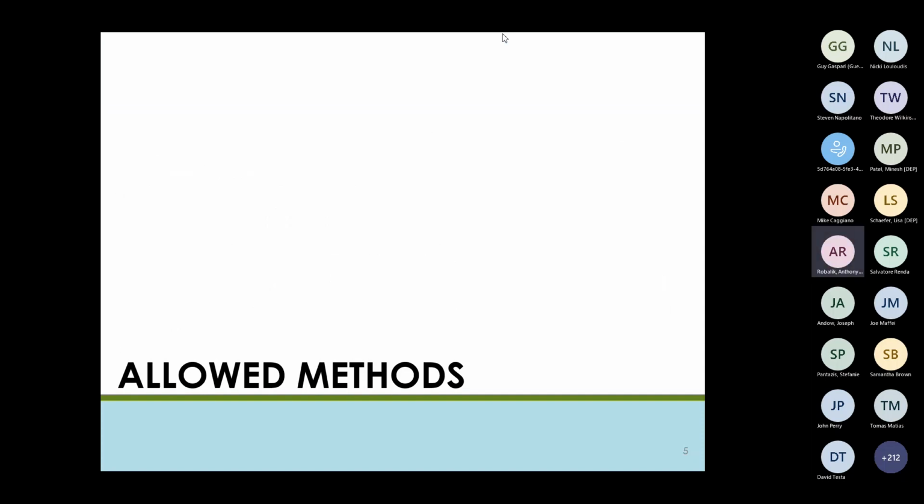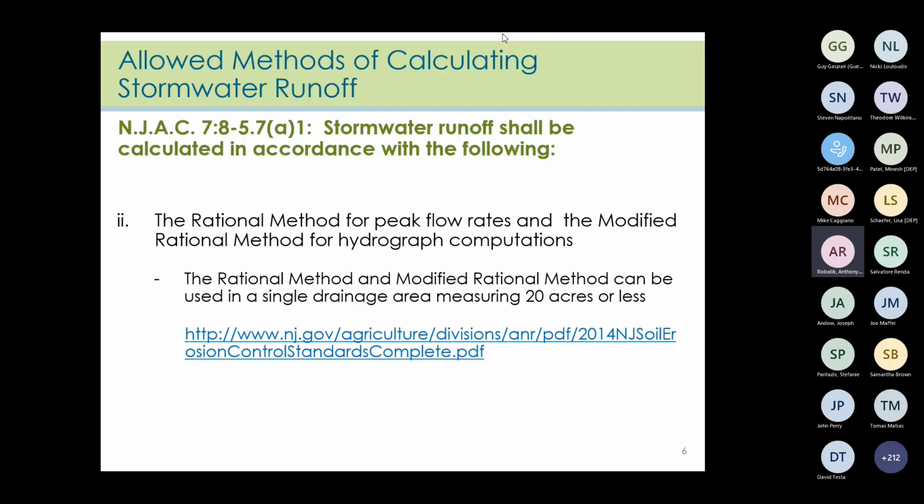So to comply with the rules, when there's a major development, stormwater calculations that are associated with groundwater recharge, stormwater runoff quality, and stormwater runoff quantity are required, and the rules are very specific as to the methods that may be used. So the requirement is found in the rules at the location noted in green here, which is 7:8-5.7A1. And we can take a look at Roman numeral number 2 on the list first, since it's the lesser used.